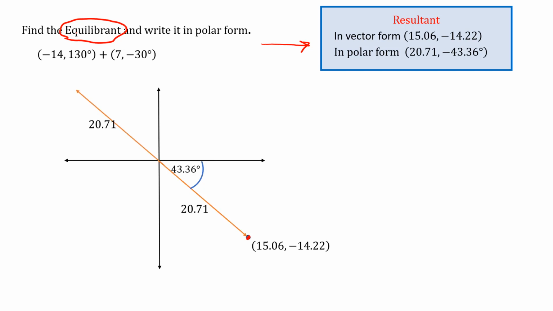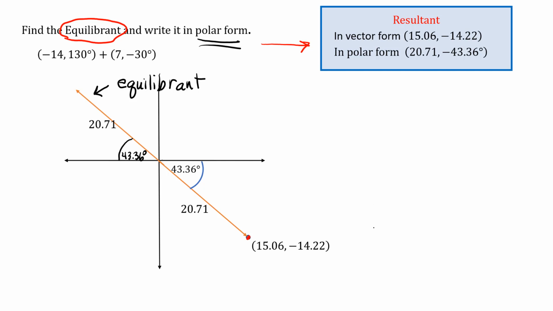It's the same 20.71, and now the angle is different because you're in the second quadrant, and these are vertical angles, so this is 43.36 degrees right here. So this vector right here is the equilibrant. So all you have to do now is write that, and they want you to write it in polar form.